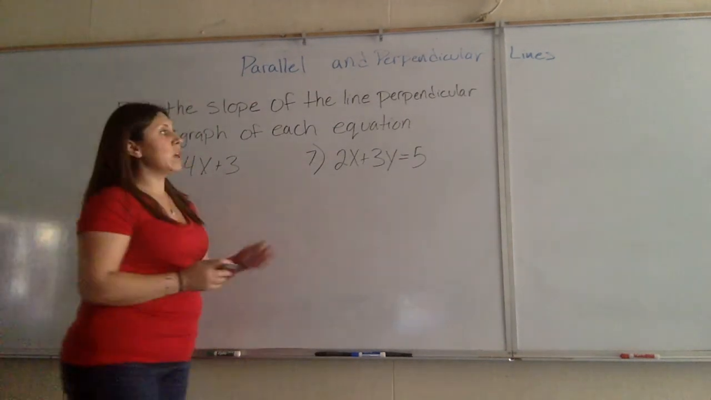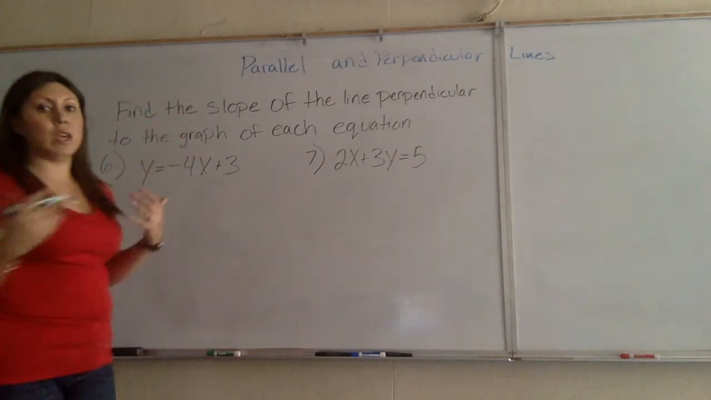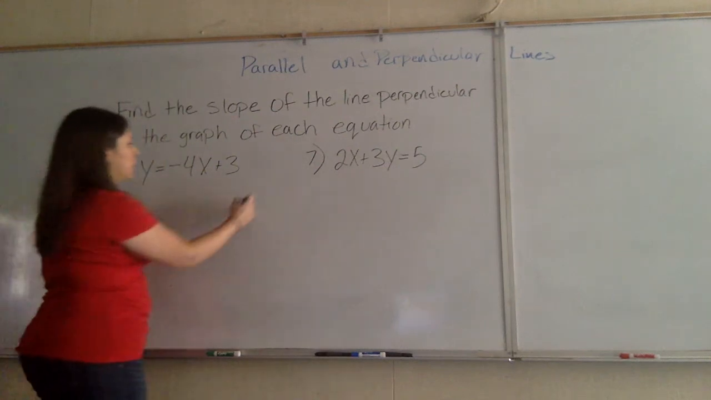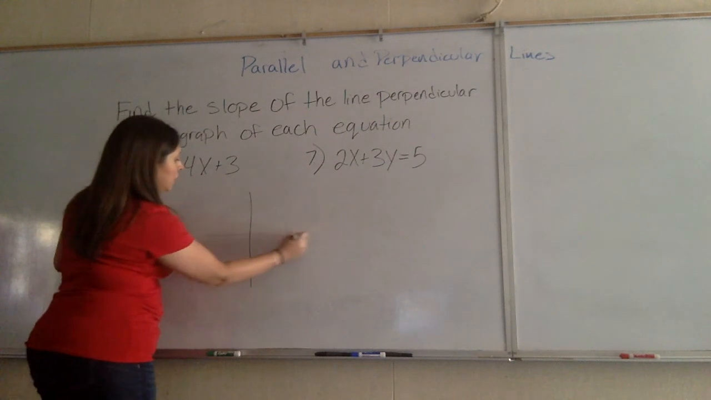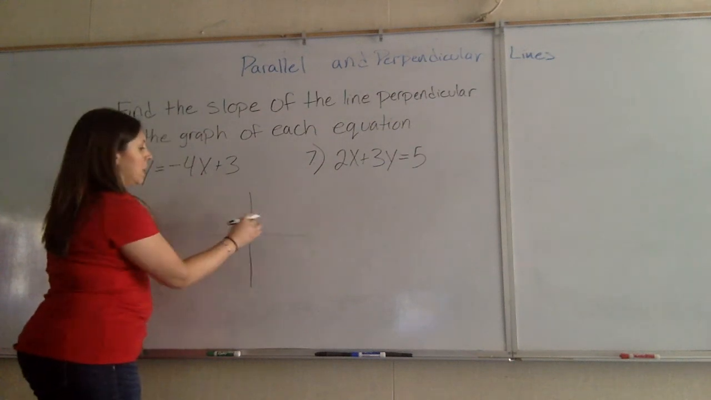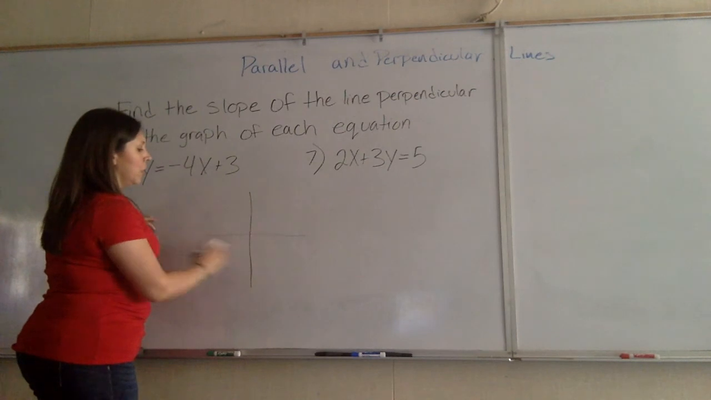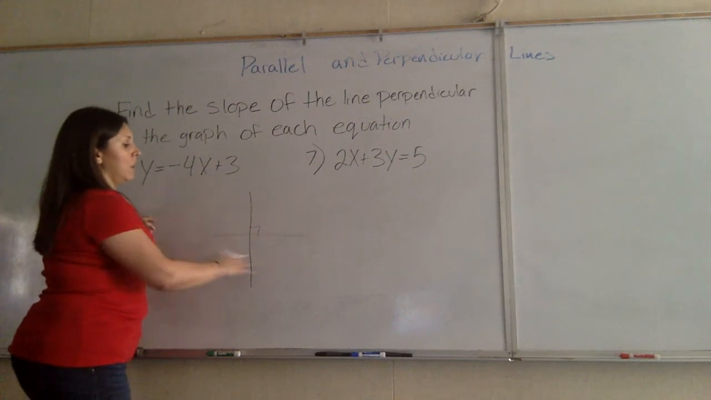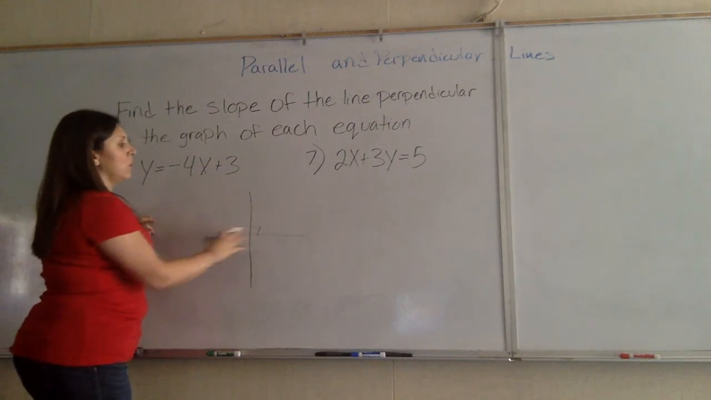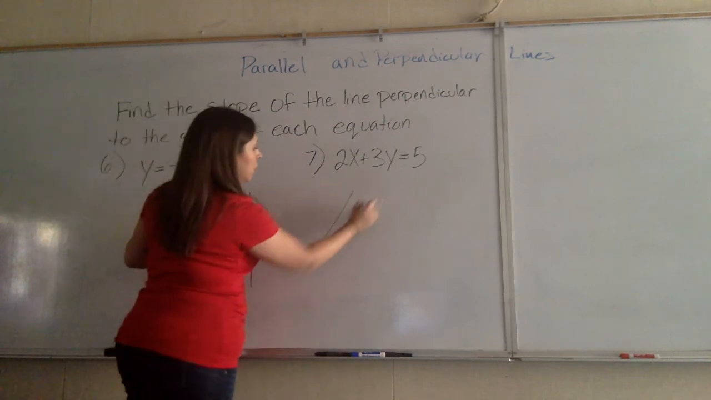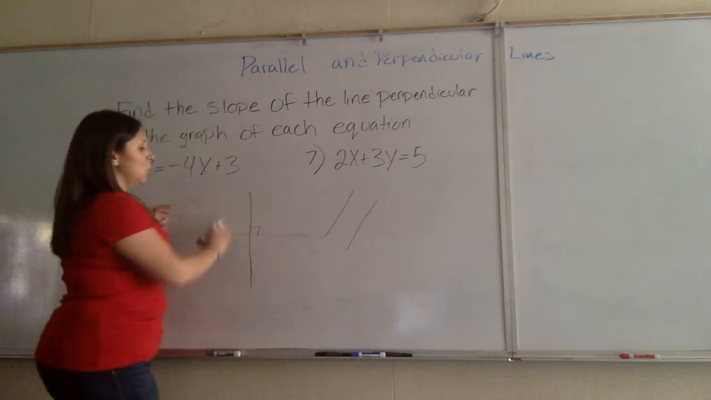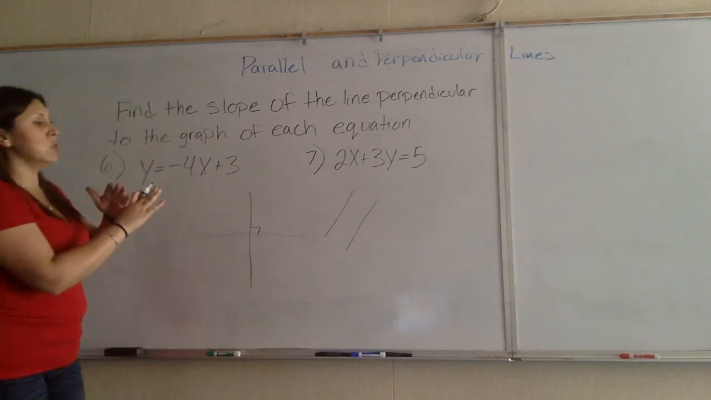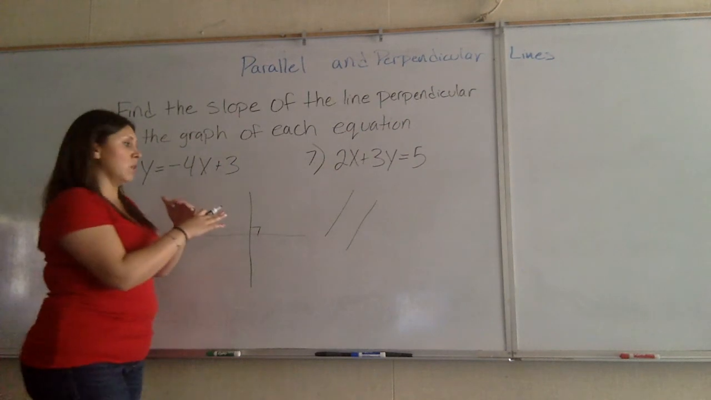For the rest of this lesson, we're going to step away from parallel lines and move into perpendicular lines. When we're looking at a perpendicular line, what I mean is if I have a vertical line and a horizontal line, this gives me a 90-degree angle, and this is the idea of a perpendicular line. Before, we were talking about parallel lines, which were lines that would never touch. Perpendicular lines are lines where two lines hit each other and create a 90-degree angle.